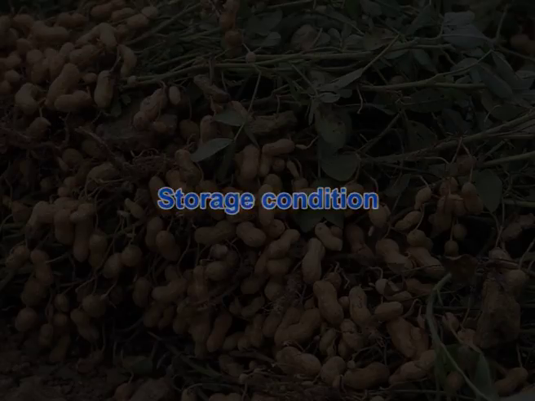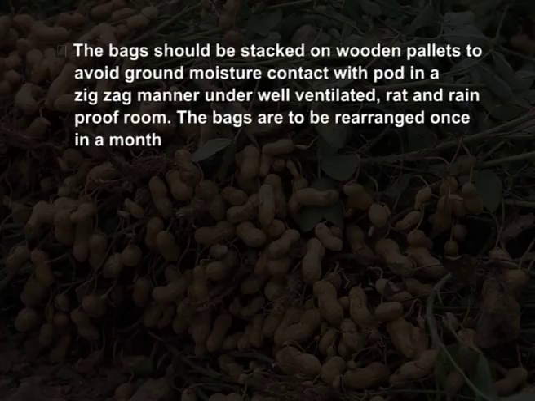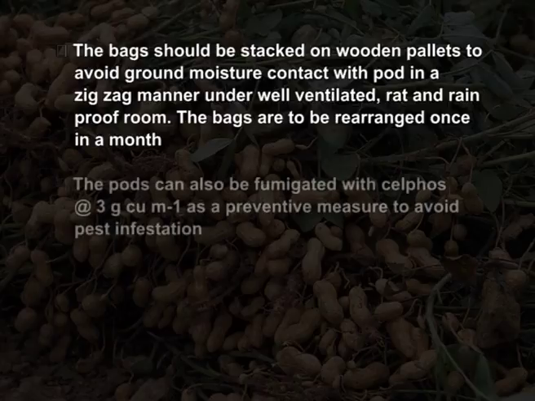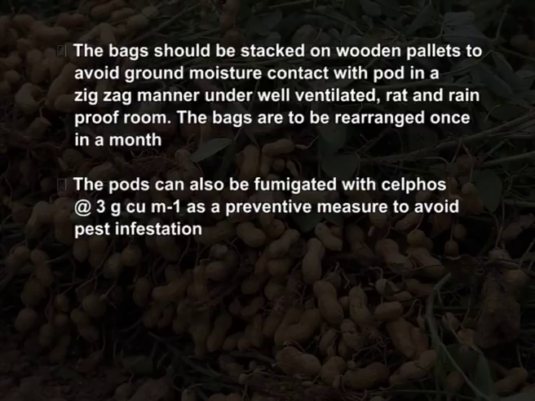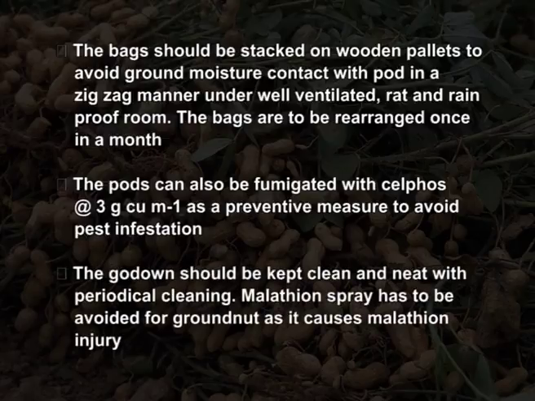Then the storage condition. The bags should be stacked on wooden pallets to avoid ground moisture contact with the pods, in a zigzag manner, under a well ventilated, rat and rain proof room. The bags are to be rearranged once in a month. The pods can also be fumigated with sulfas at the rate of 3 gram per cubic meter as a preventive measure to avoid pest infestation. The godown should be kept clean and neat with periodical cleaning. Malathion spray has to be avoided for groundnut as it affects the quality of the seed.